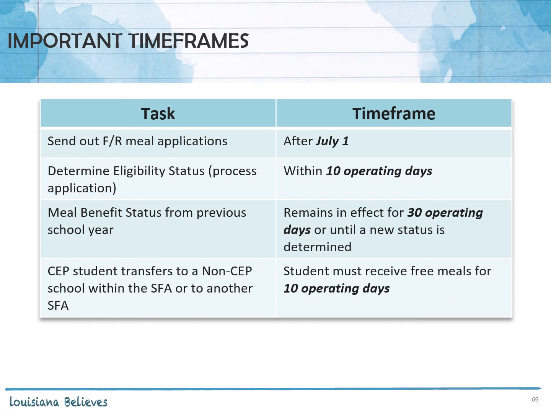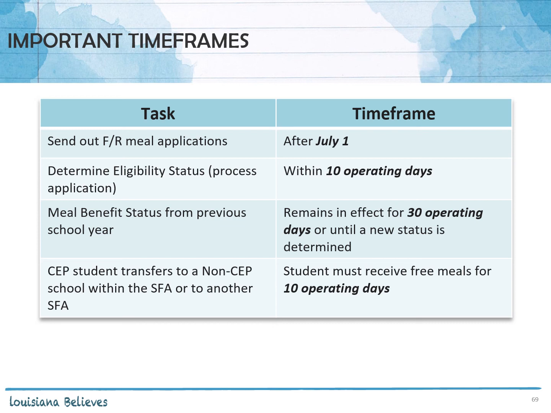Here are some other reminders of tasks and their corresponding timeframes. Free and reduced price meal applications must be sent out after July 1st of each school year, as that is USDA's definition of the start of the new school year. Eligibility status from processing applications must be determined within 10 operating days of receipt.